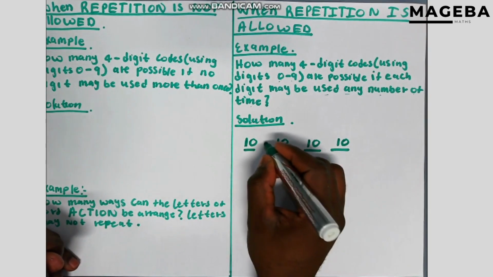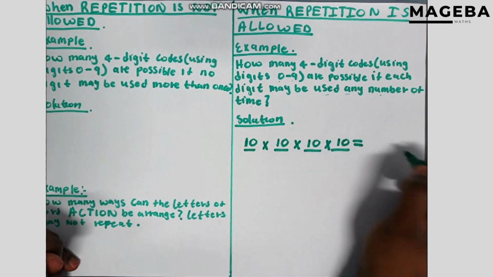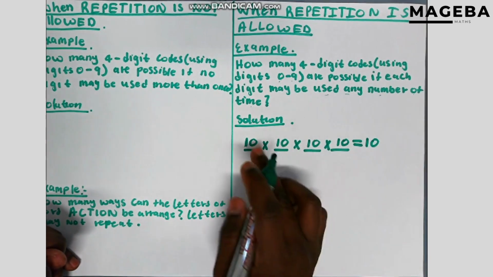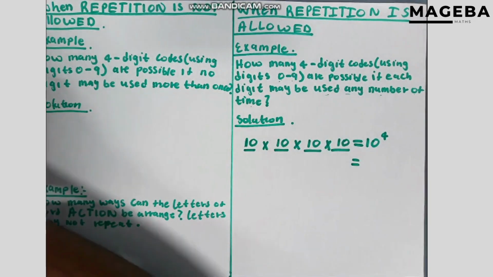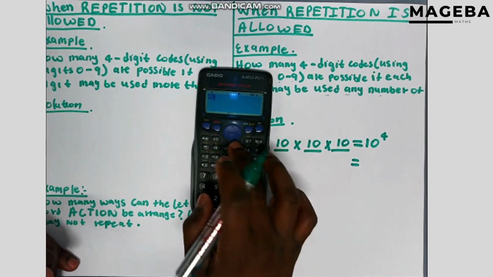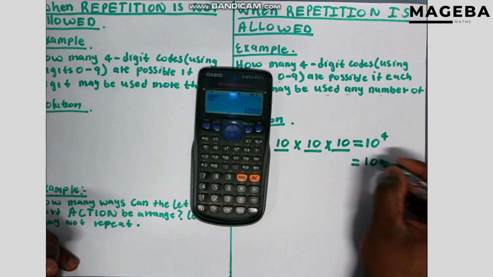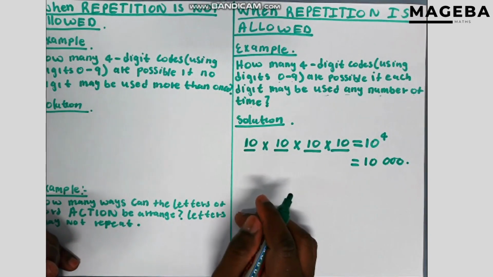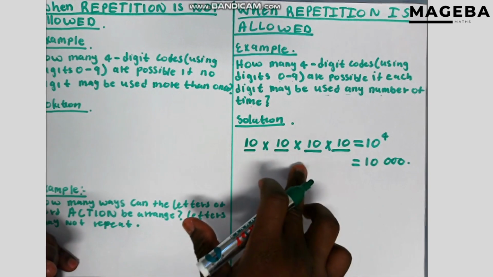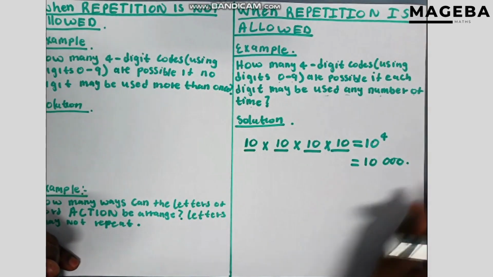So it's just going to be 10 times 10 times 10 times 10, and 10 to the power of 4 is what? It's 10,000. I hope you get that one. This one we can repeat. The repetition of a digit is allowed here.